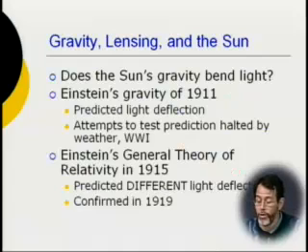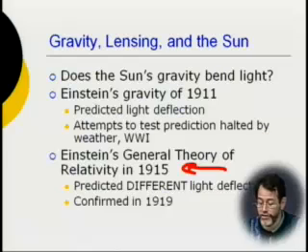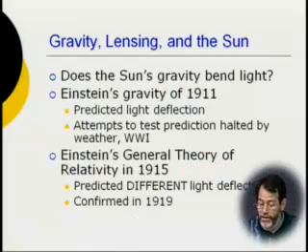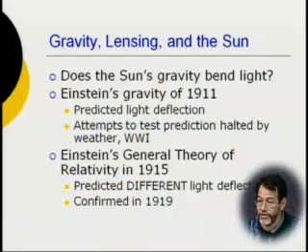Einstein then came out with a more sophisticated theory of gravity in 1915. This predicted twice the amount of deflection of light by the sun as his previous theory. Then expeditions went out, were actually able to measure it, and were able to confirm that prediction of Einstein's general theory of relativity. And Einstein, already famous, became a superstar.